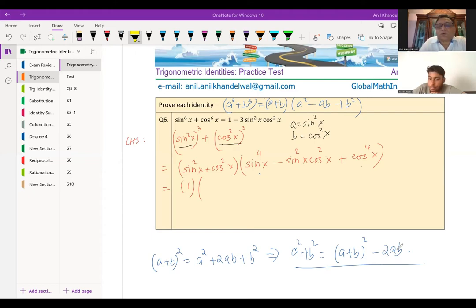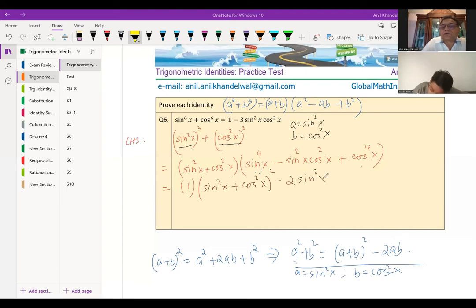Yes, sir. So I have sine to the power of 4x and cos to the power of 4x. I could write this as a square plus b square, right? Here a equals sine square x and b equals cos square x, correct? So I could write this as a plus b whole square, which is sine square x plus cos square x whole square, minus 2 times ab, which is sine square x cos square x. Is that clear to you?